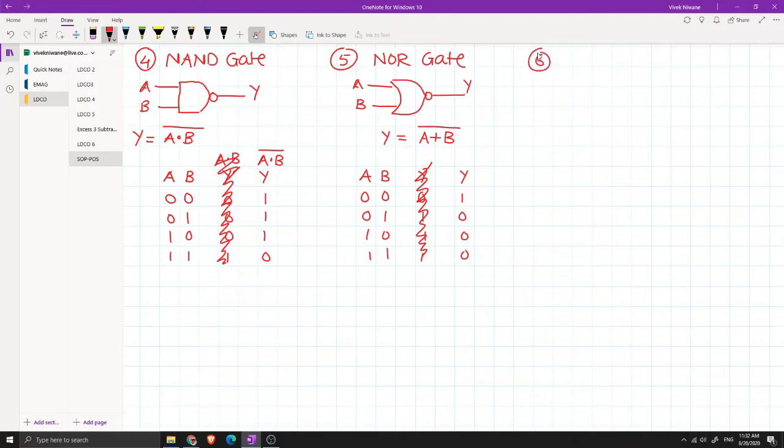Then the next gate is the XOR gate. Its symbol looks like this.